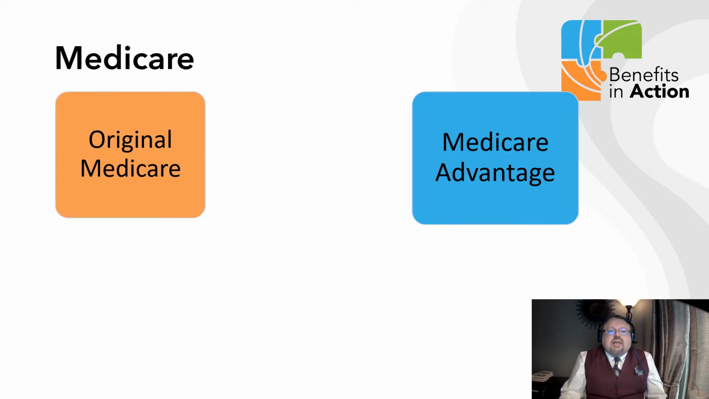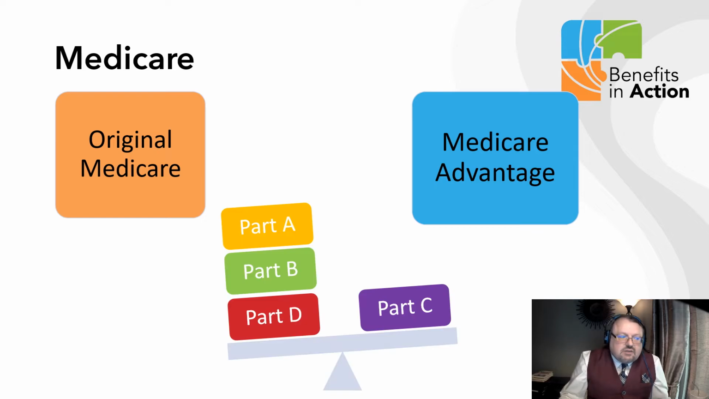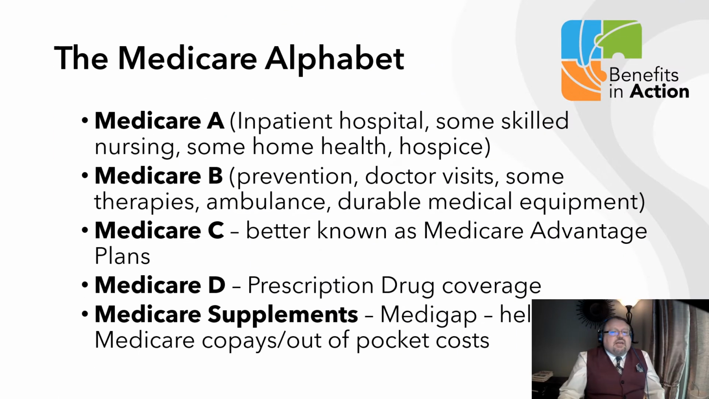Let's talk about Medicare and its constituent parts. There are two paths to Medicare: Original Medicare, which is comprised of Parts A, B, and D, and Medicare Advantage, which is Part C. Let's begin first with the Medicare Alphabet.